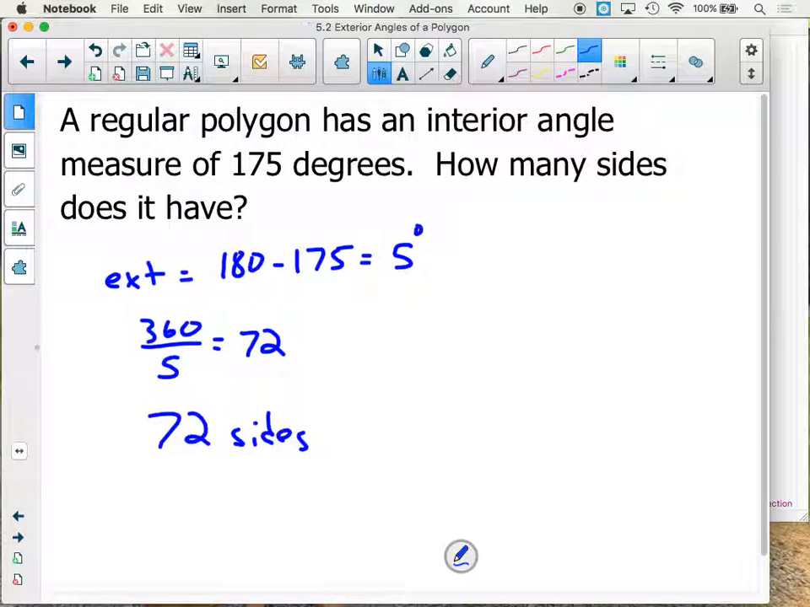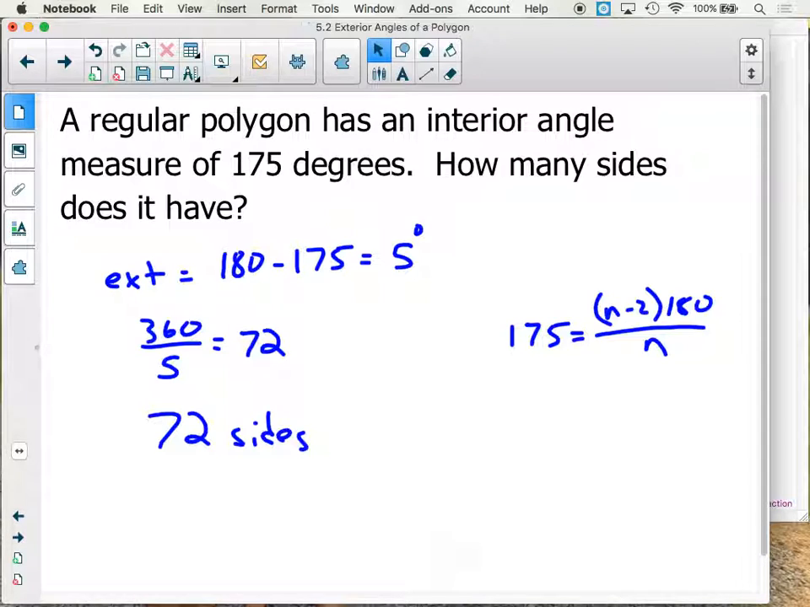Now, did you maybe solve it going the other way? Did you maybe say that 175 equals n minus 2 times 180 over n, and multiply by n, and solve from there? You could do that as well. Either one is fine. It'll get you to the same answer. So hopefully in this video you learned something about the exterior angles and their relation to the interior angles as well. A lot of nice relationships there.